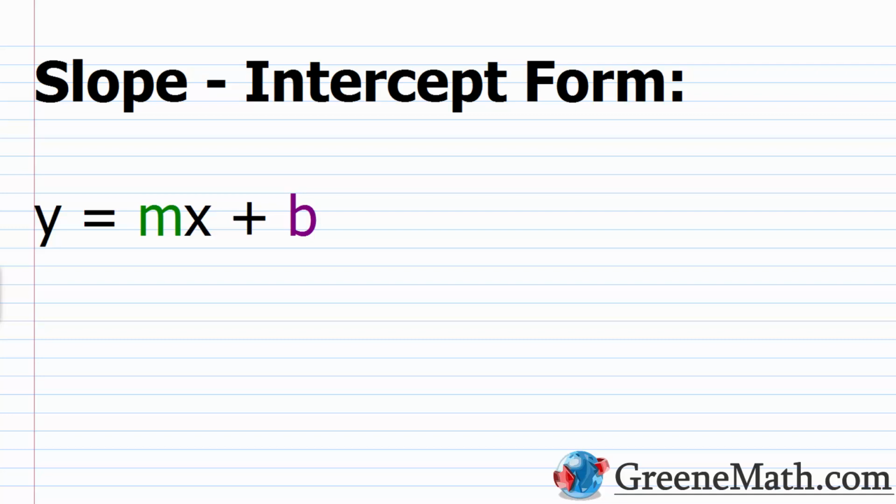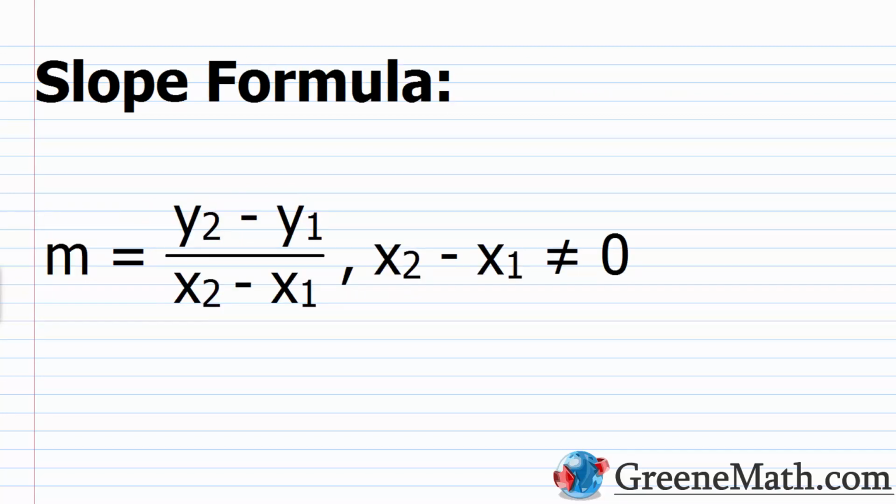Slope-intercept form allows us to immediately know the slope and the y-intercept by observing the equation. We have y equals m, which is our slope, times x plus b, which is the y-intercept. You can see that if you plugged in a 0 for x, you would get (0, b) as the y-intercept. So where does slope-intercept form come from?